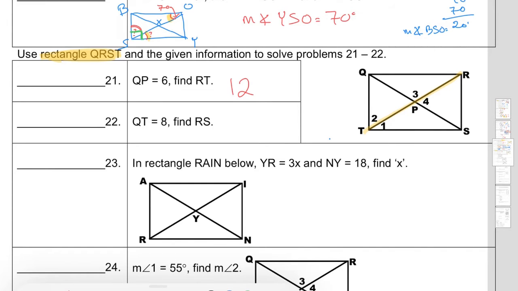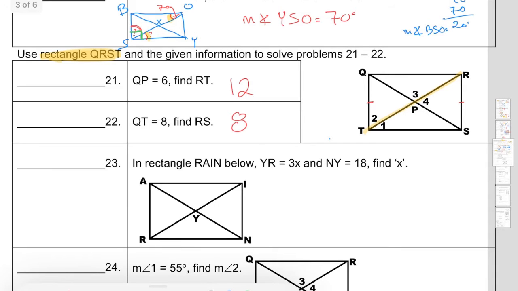So the next question, they're telling you QT is 8. Then what's the measurement of RS? So remember, properties of parallelogram still apply, so two pairs of opposite sides are congruent. So if QT is 8, then RS is also 8. And I'm going to erase.